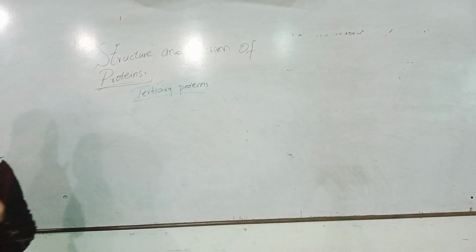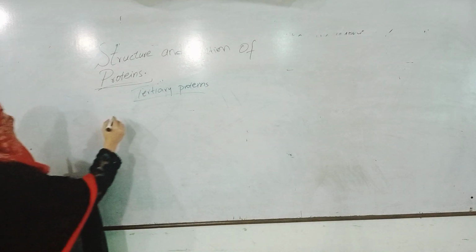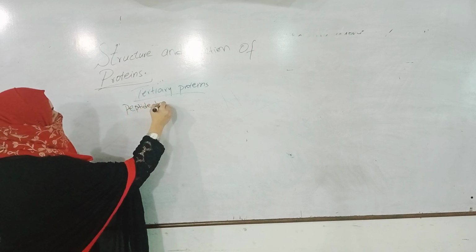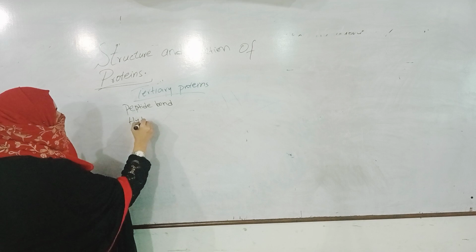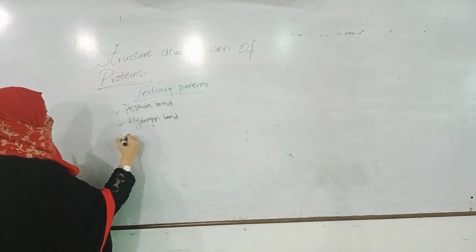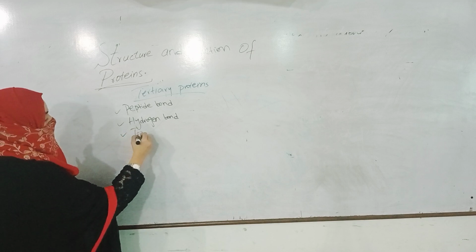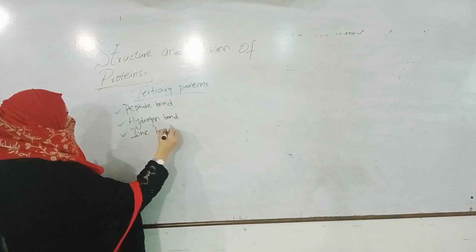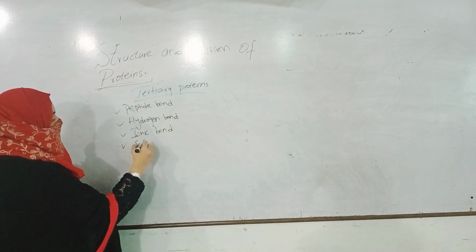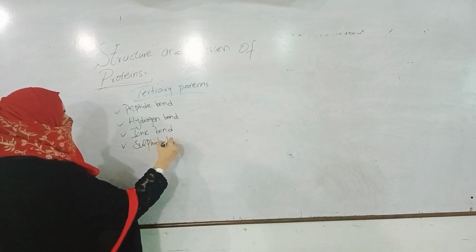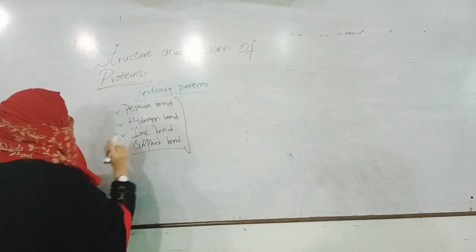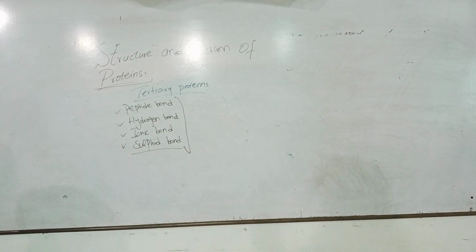Okay, there is another point. In the case of the tertiary proteins, peptide bonds are formed, and hydrogen bonds are formed as in the secondary. And there are some additional bonds, like an ionic bond if the protein is ionic in nature, and a sulfide bond if the amino acids contain sulfur. So these bonds can be present in the tertiary protein.